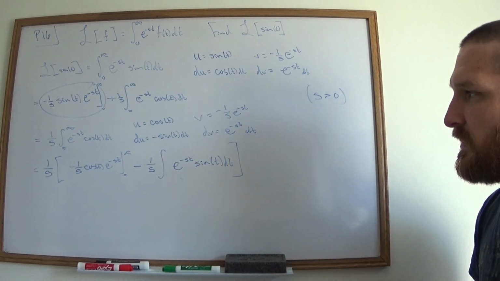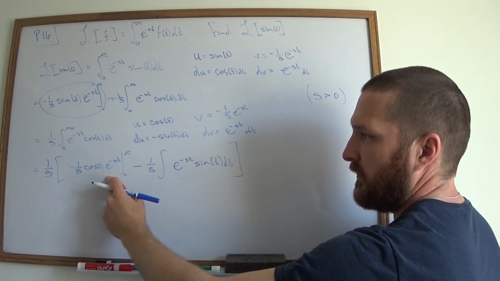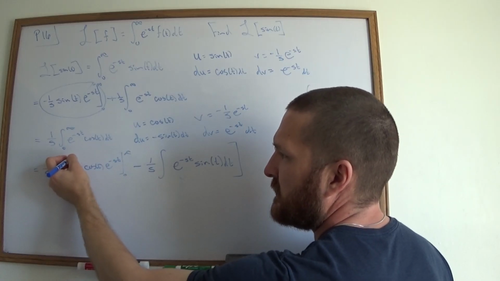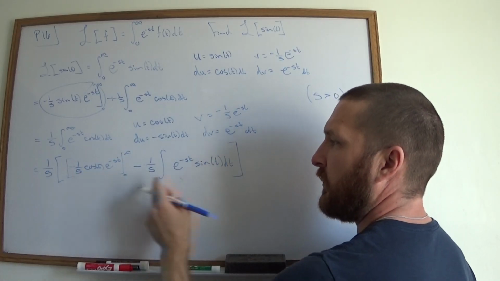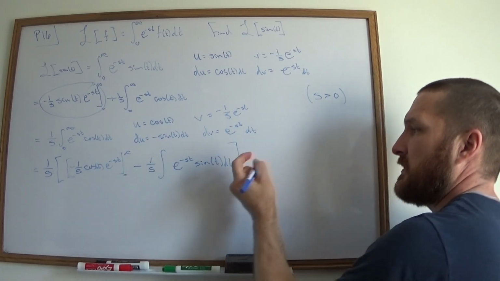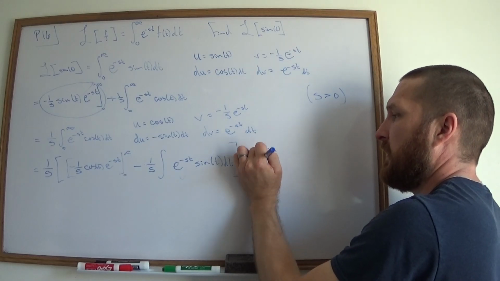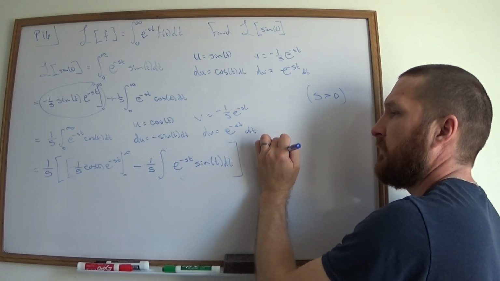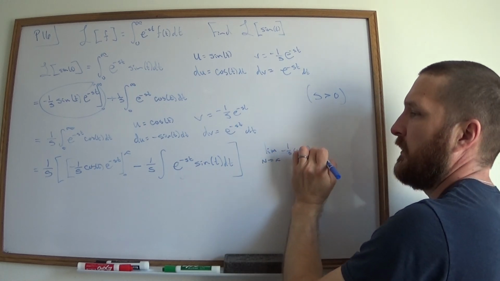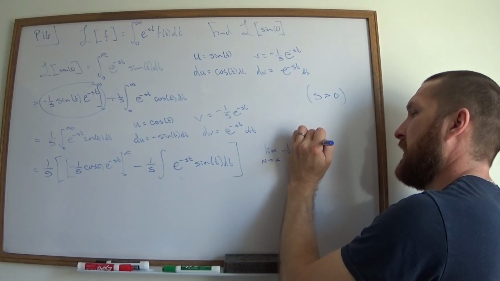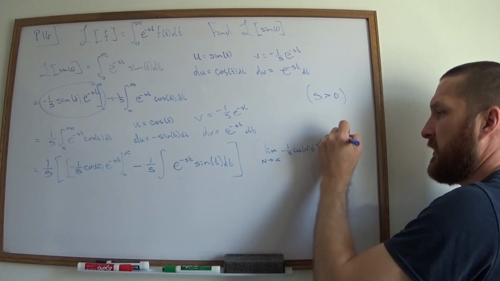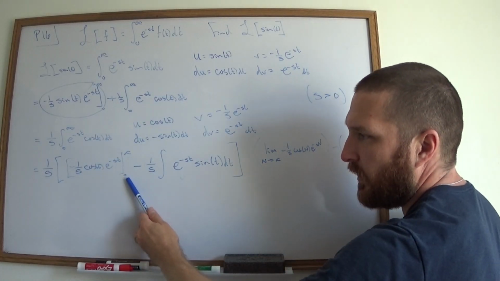Okay, let's evaluate this. So we have this thing right here, and this is like that right there. That's all of that. This 1 minus s has to go into everything here. So when I do this, this is the same thing as the limit as n goes to infinity of minus 1 over s cosine n e to the minus sn, which means the limit as n goes to infinity. And then I subtract off what I get when I plug in a 0 for t.